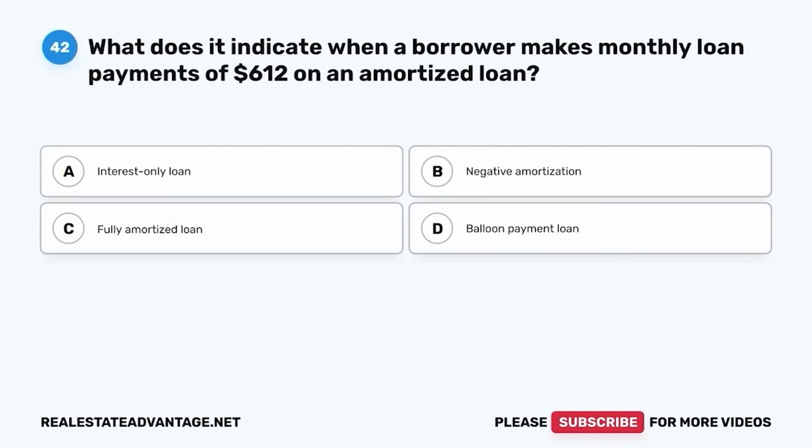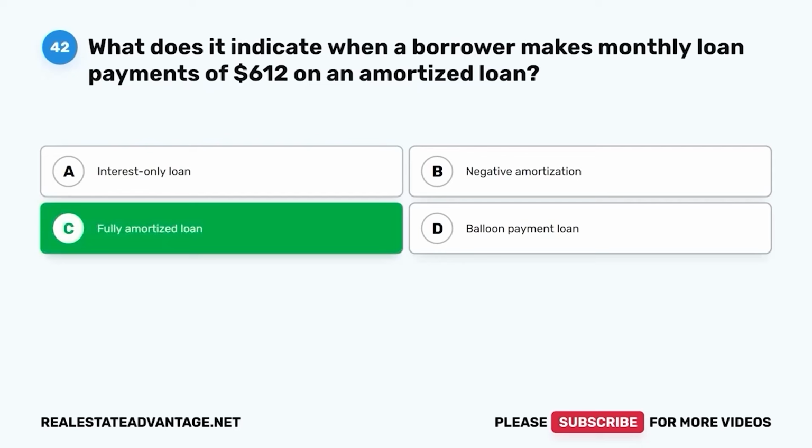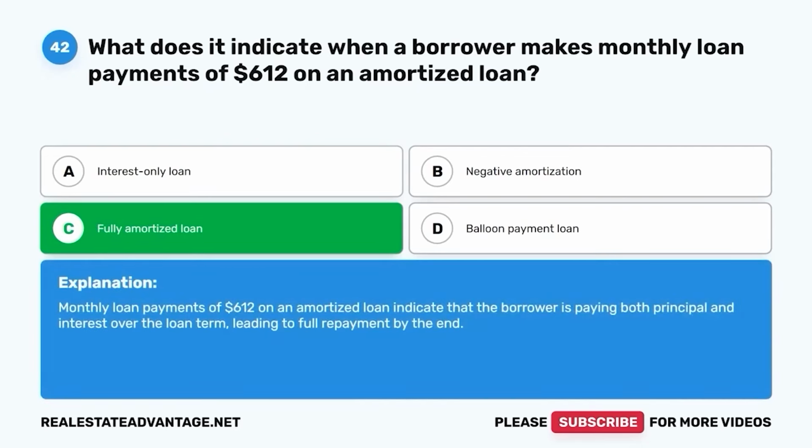trade fixtures and property of the tenant. Question 42. What does it indicate when a borrower makes monthly loan payments of $612 on an amortized loan? A. Interest-only loan. B. Negative amortization. C. Fully amortized loan. D. Balloon payment loan. The correct answer is C, fully amortized loan. Monthly loan payments of $612 on an amortized loan indicate that the borrower is paying both principal and interest over the loan term, leading to full repayment by the end.